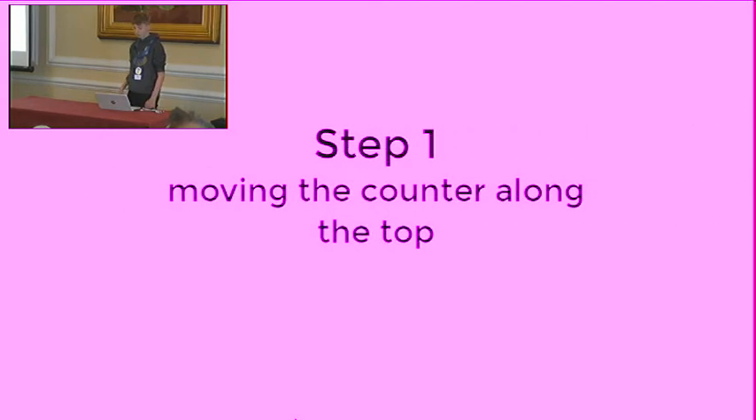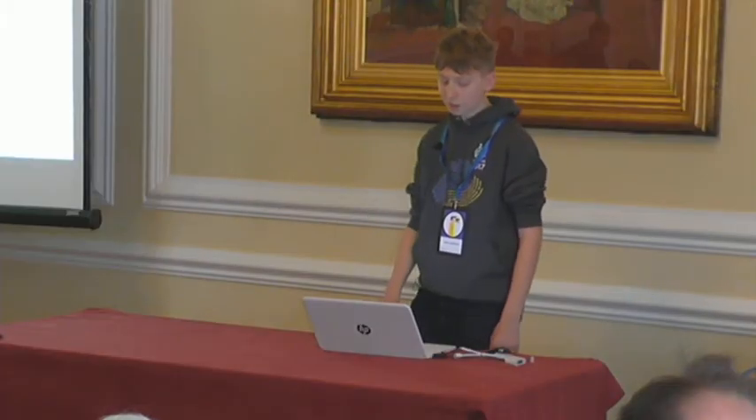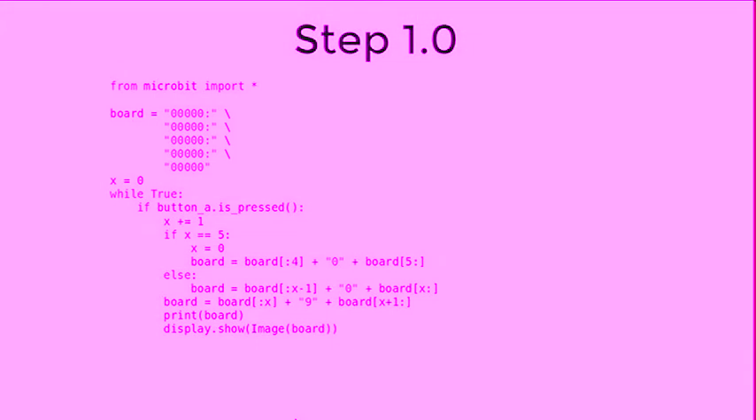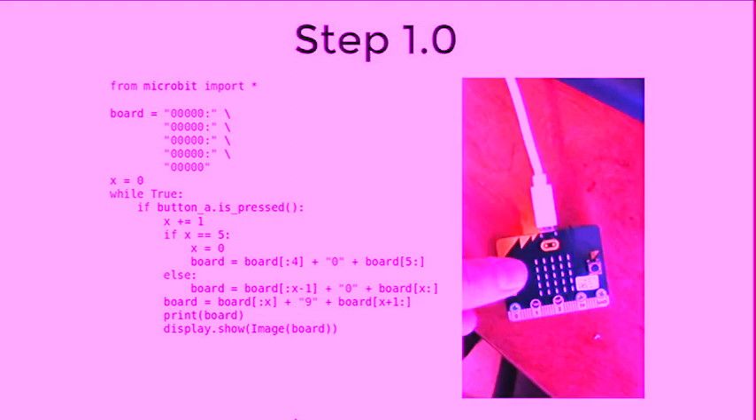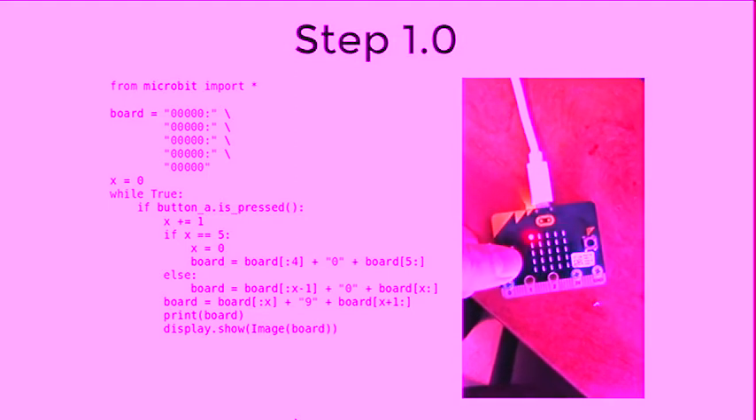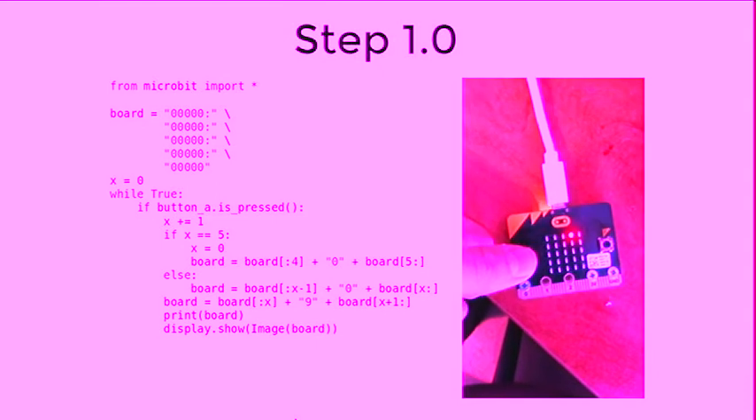So the first thing I wanted to do was move the counter along the top of this screen, so you can choose which column you want to place your counter in. So here's a basic bit of code I wrote so that whenever you press button A, it will just move the counter along by one and set the previous pixel to blank and the next pixel along to whatever color you are. But this had the main issue of the counter moving incredibly fast and you can't really choose what to do.